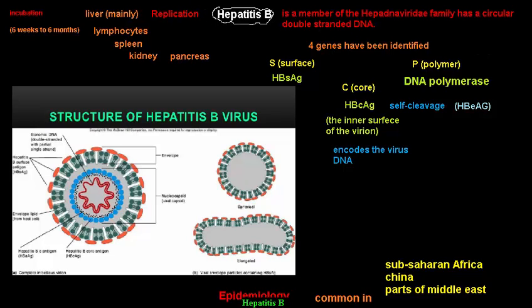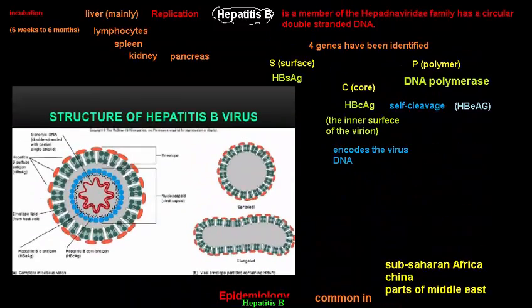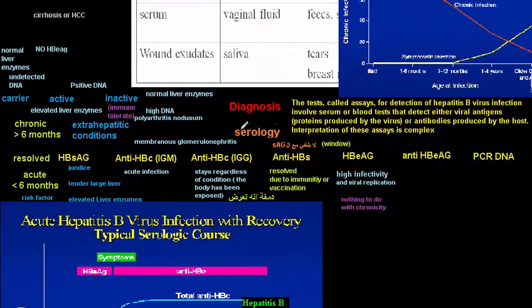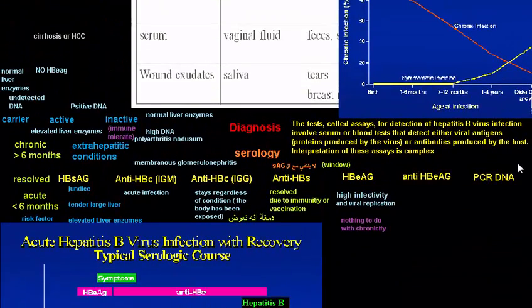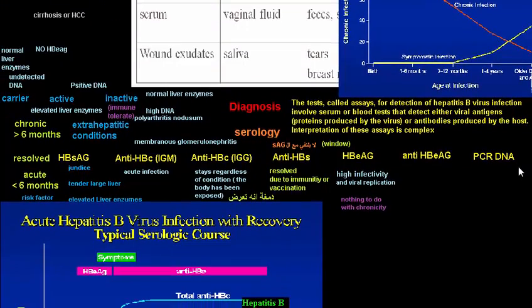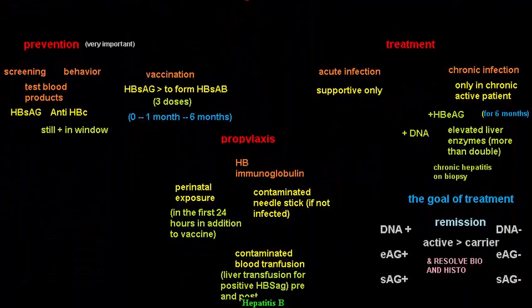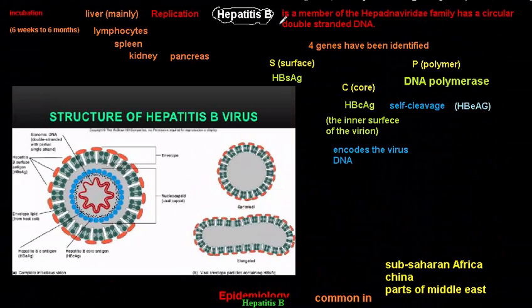So in this video I'm going to discuss hepatitis B: epidemiology, definition of course, mode of transmission of hepatitis, the diagnosis of hepatitis B, serology of hepatitis B, which is a complicated subject. I'm going to make my best to simplify it, and I will end up with the management of hepatitis. So let's start with the definition of hepatitis B.